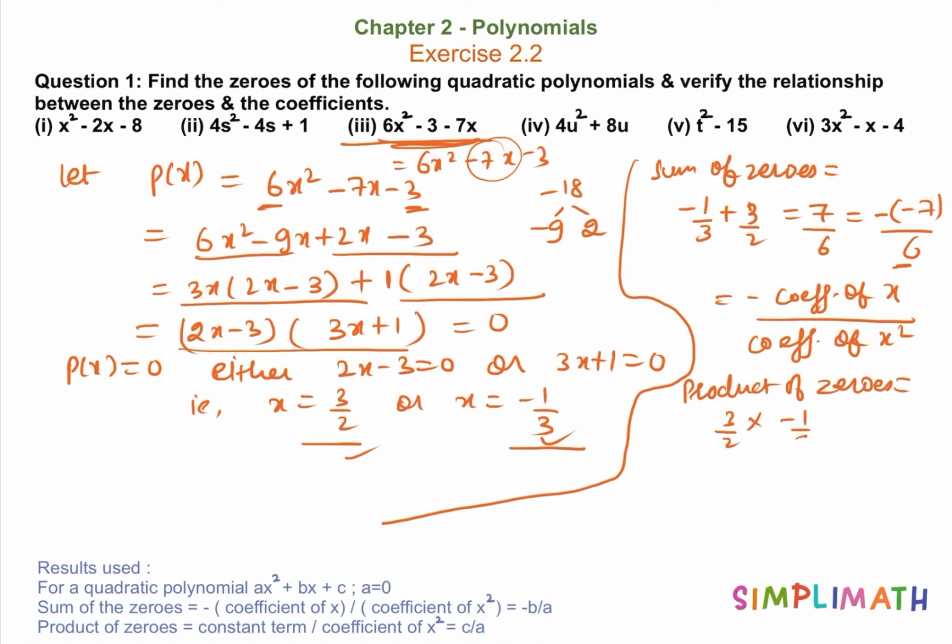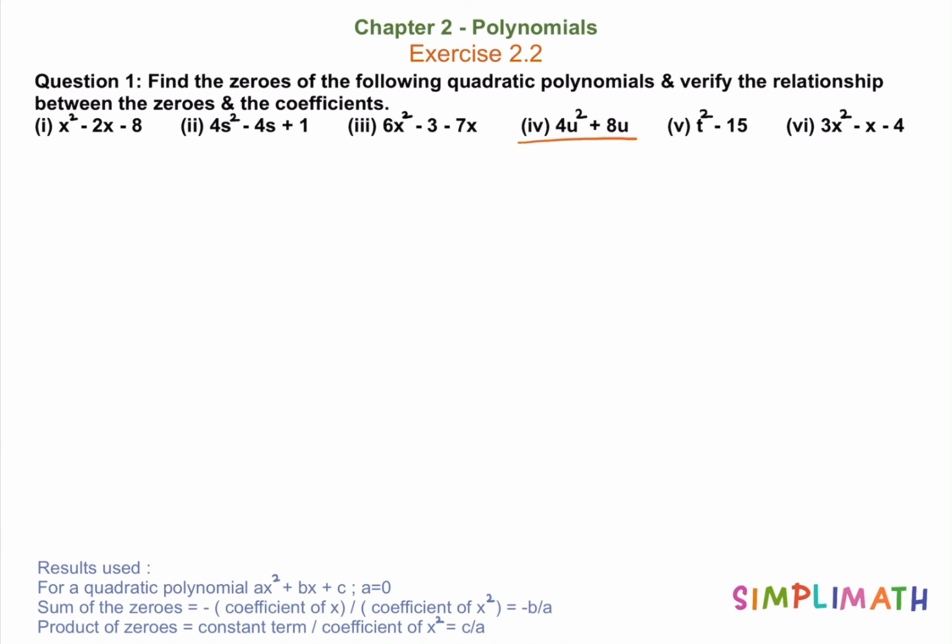Now let us come to the product of the zeros, which equals 3 by 2 into minus 1 by 3. So if we find the whole value, what are we left with? We are left with minus 3 by 6. Now we know that minus 3 is what? The constant term. What is 6? 6 is the coefficient of x square.